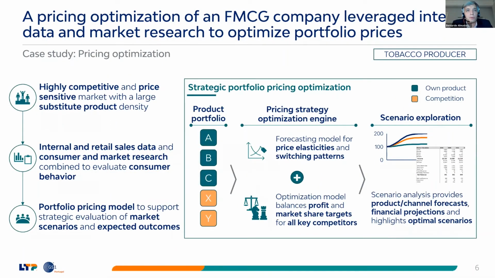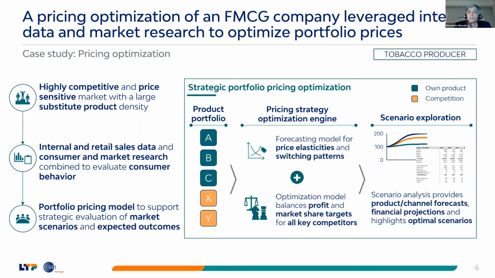And to give an example of what we have done in a tobacco producer, this company works under a highly competitive and sensitive market. In the tobacco industry, as you know, there are a lot of substitute products, so the density of this substitution is quite high. And what we tried to do was help in this pricing optimization using not only internal data, but also data from consumer and market research. And we combined both to evaluate consumer behavior.